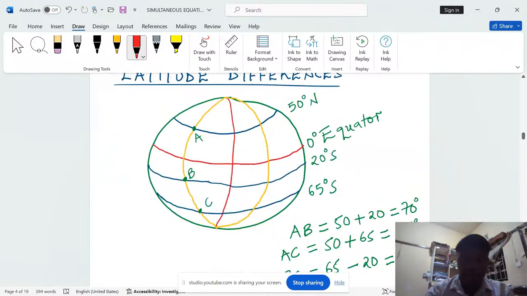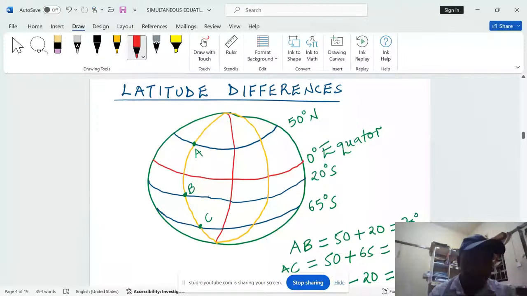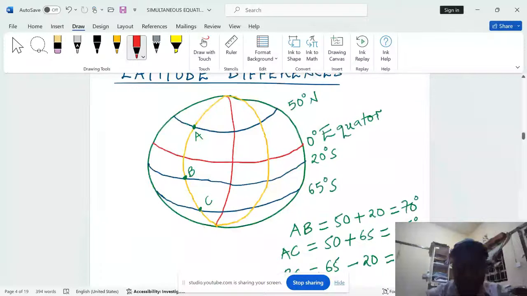Let's say, for example, following the diagram here, we can see point A, which is at 50 degrees in the north, and there is also point B, 20 degrees to the south. So point C, which is 65 degrees to the south.